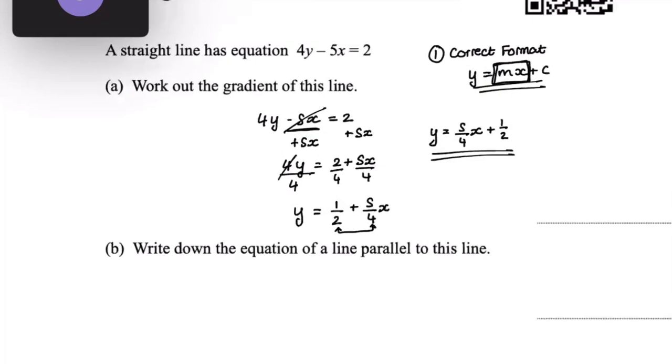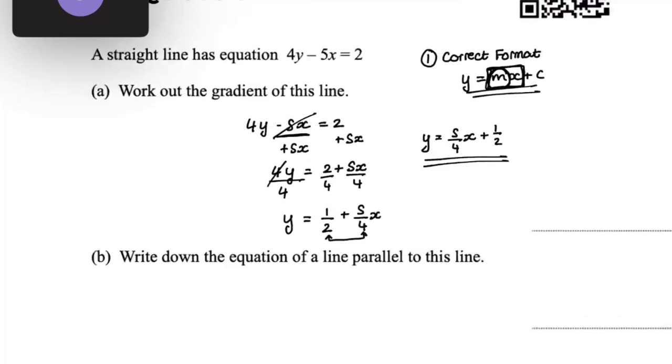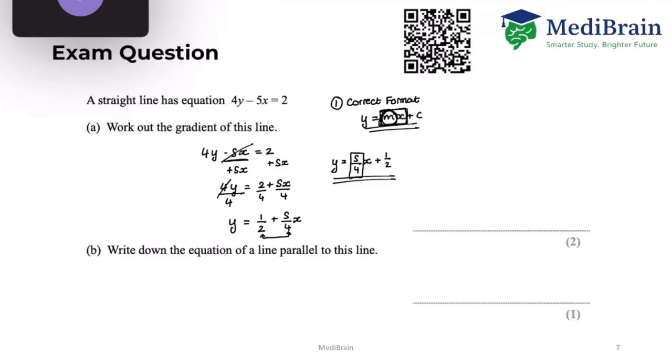Okay, so what's the gradient? We know that m over here is the gradient of the line. The thing before the x is the gradient. The thing before the x represents the steepness of the line. And the thing before the x over here is 5 over 4. So your gradient is just 5 over 4. Okay, that's your answer to the first one.